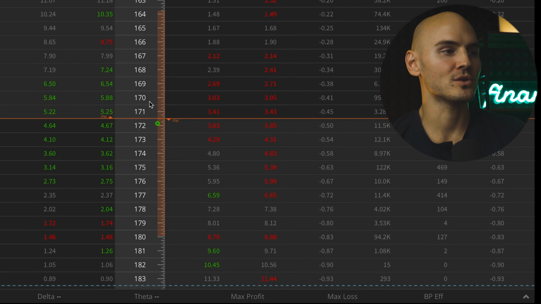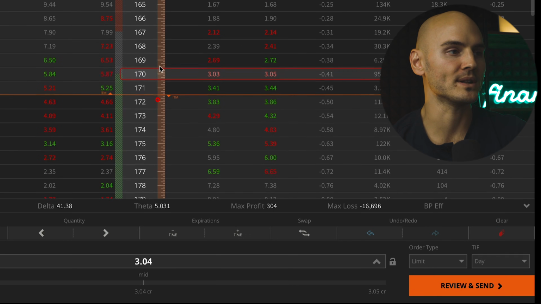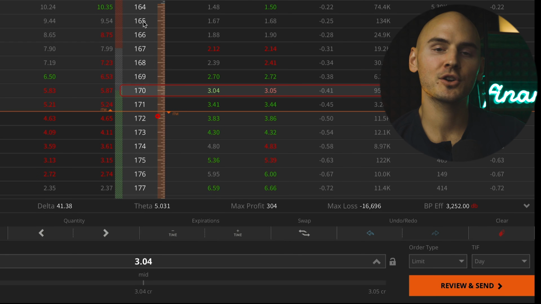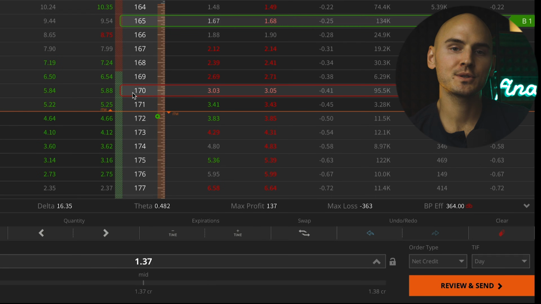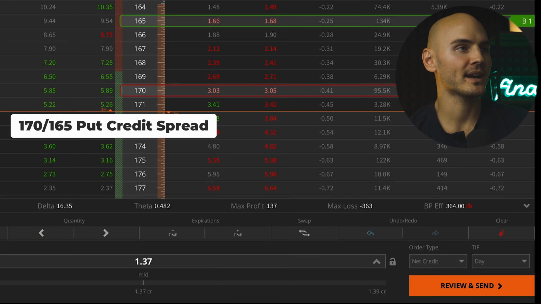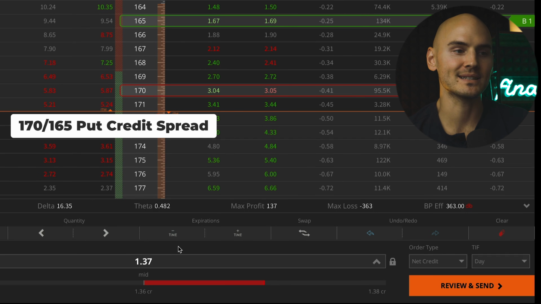For this example, let's use the 170 put for the short strike. So I'm going to click on the bid price of the 170 put, and then I'm going to create a $5 wide spread, which means I'm going to click on the ask price of the 165 put. This queues up an order for the 170, 165 put credit spread expiring in 38 days. We can see that the spread price is $1.37, and we can see that the platform is telling us the max profit is $137 if we sell the spread for $1.37.